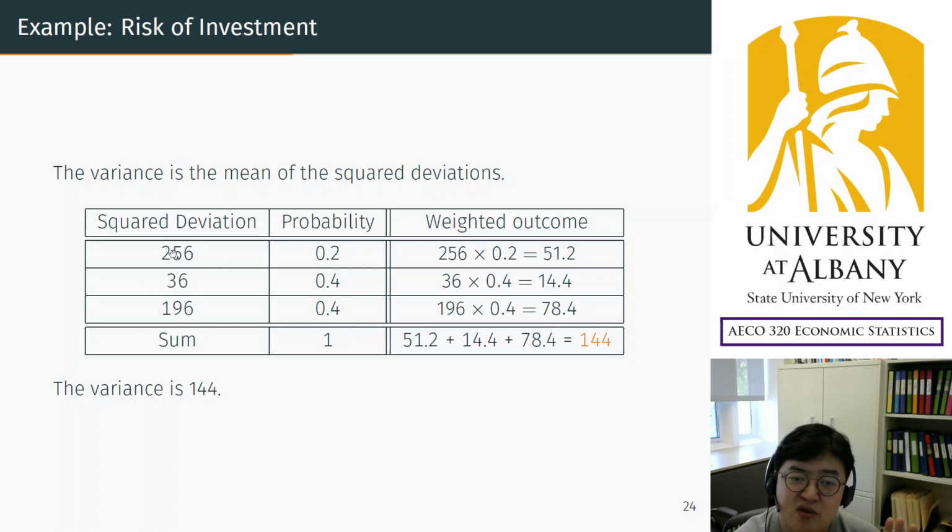And multiply those outcomes with the respective probability. So 256 times 0.2 is the probability weighted outcome for this new random variable. Likewise, calculate them and sum all the numbers, you get 144. That is the variance. Okay, so this is how we define the variance.